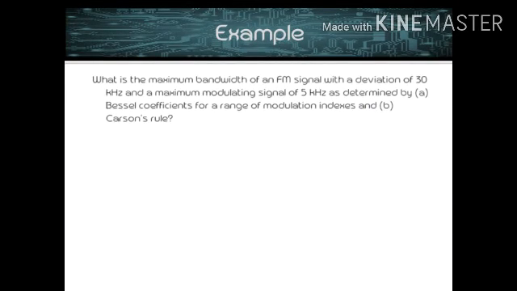Now for an example: what is the maximum bandwidth of an FM signal with a deviation of 30 kHz and a maximum modulating signal of 5 kHz, as determined by letter A, Bessel coefficients for a range of modulation indexes, and letter B, Carson's rule? You can pause this video and solve it by yourself. Now for the solution.